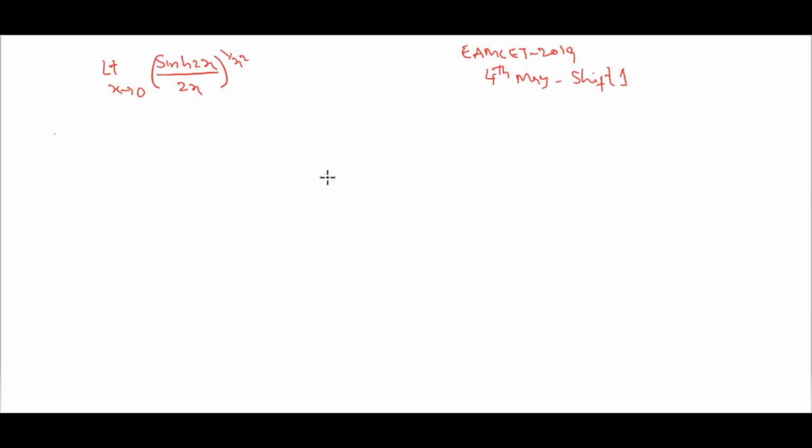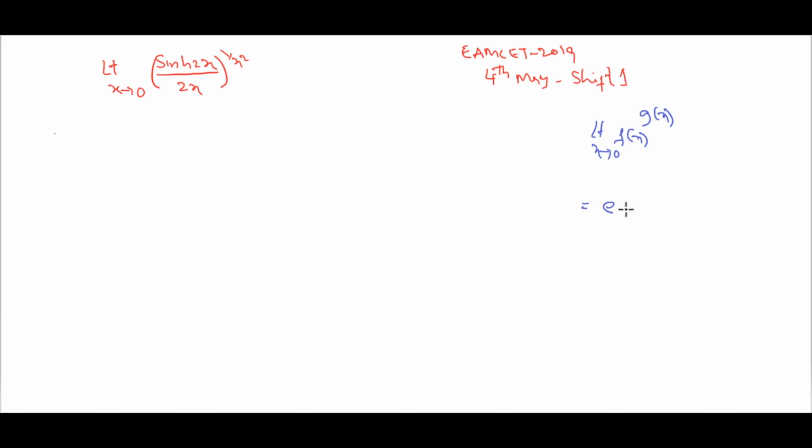Limit x tends to 0, (sinh 2x / 2x) to the power of 1/x². This problem is from MSET 2019. Substituting x = 0, we get sin 0 / 0, an indeterminate form, to the power of 1/0, which is infinity. So it is of the form something to the power infinity. Limit x tends to 0, f(x) to the power of g(x).